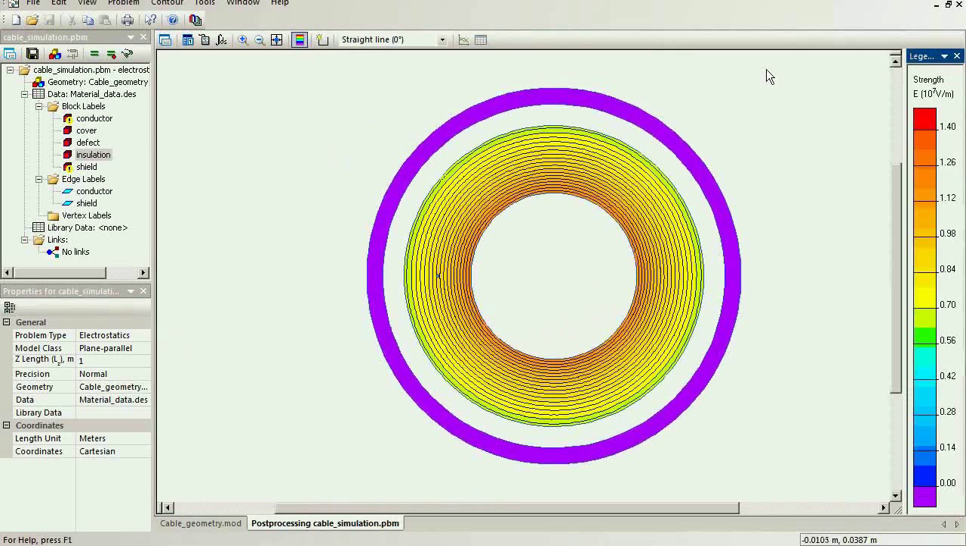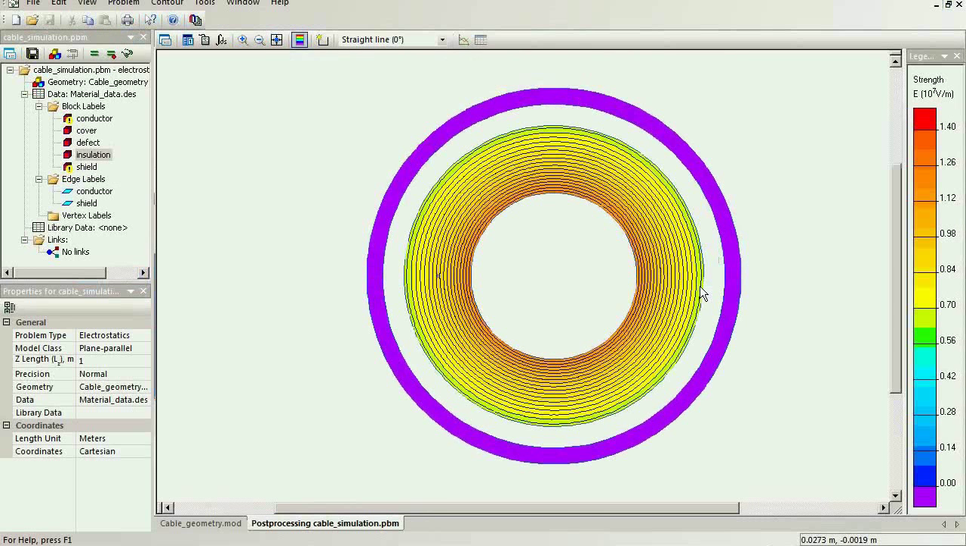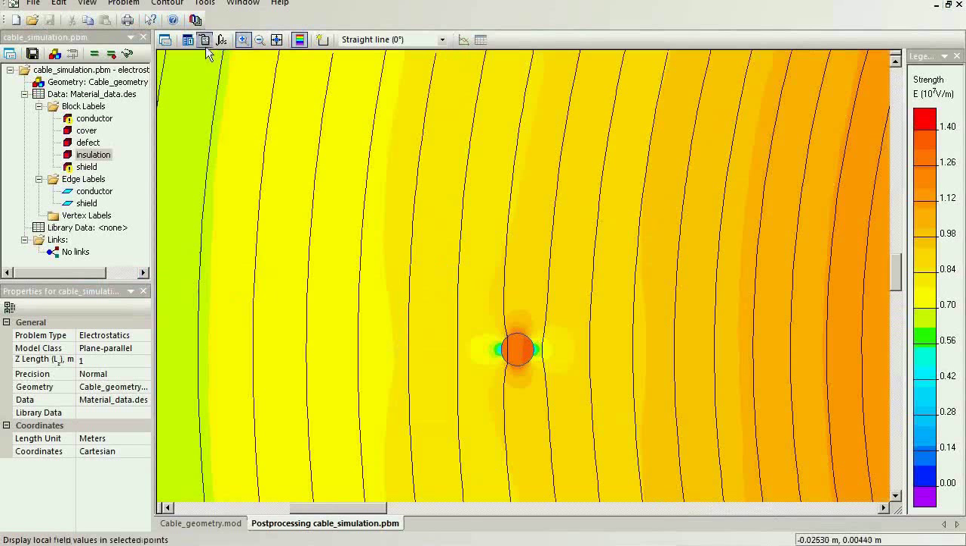Here you can see the electric potential lines, and I will adjust the field picture and switch to the electric field stress. The maximum electric field stress is 14 megavolts per meter. 14 megavolts per meter is 14 kilovolts per millimeter. So the electric field stress is 3 times lower than the breakdown voltage for the insulation.